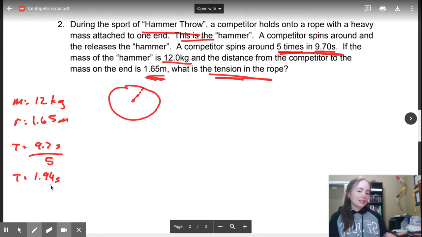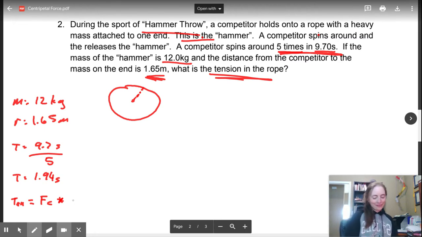Now, when we're dealing with centripetal force, your tension is equal to your FC. Now, because we have period and we have tension, I'm going to write tension as FT. So our tension is equal to our centripetal force. So if you are ever asked a question about what's the tension on the rope when an object is spinning in a circle, tension is going to equal your centripetal force. Sounds good? All right.